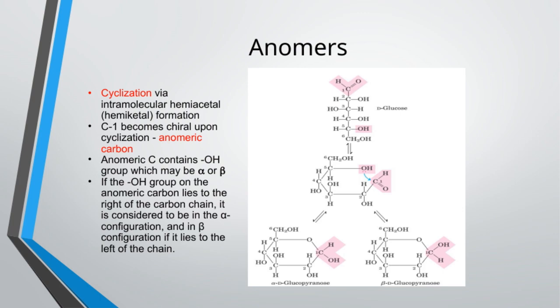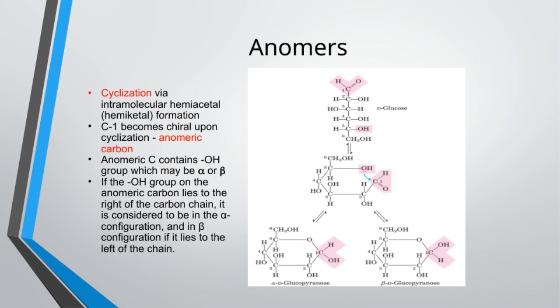When the sugar molecule cyclizes, the carbon at position 1, C1, becomes a chiral center, known as the anomeric carbon. This is a crucial point because this new chiral center defines the configuration of the sugar. The anomeric carbon has an O group attached, and this group can be oriented either above or below the plane of the ring, which leads to different stereoisomers called anomers.